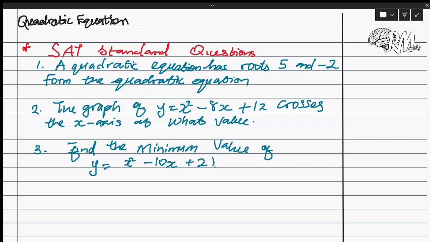Number 1, a quadratic equation has roots 5 and minus 2. Form the quadratic equation. Number 2, the graph of y equals x squared minus 8x plus 12 crosses the x-axis at what values? Number 3, find the minimum value of y equals x squared minus 10x plus 21.